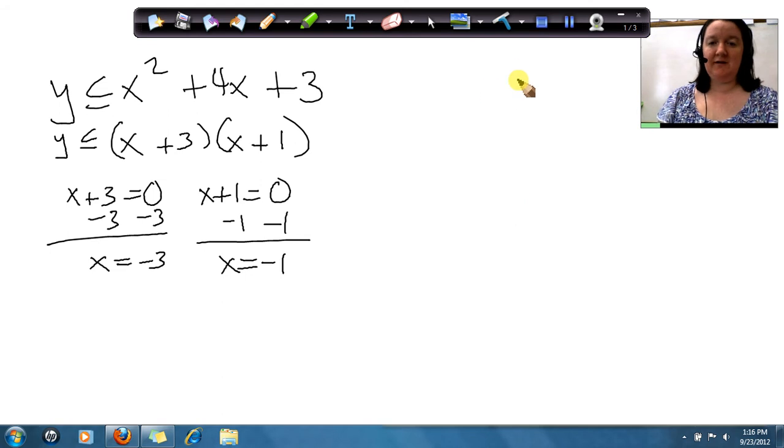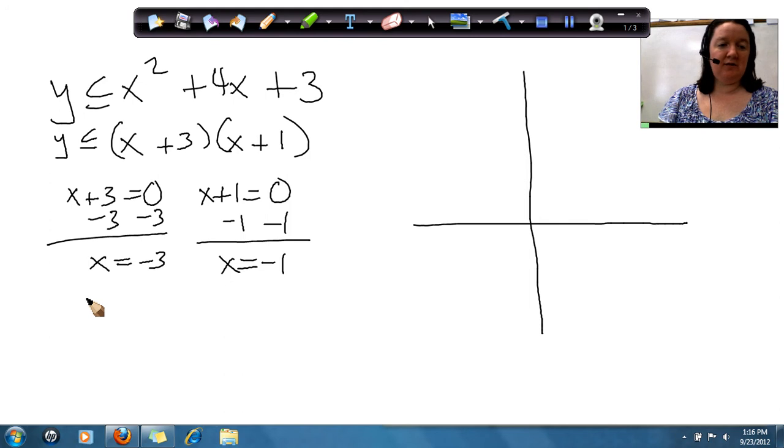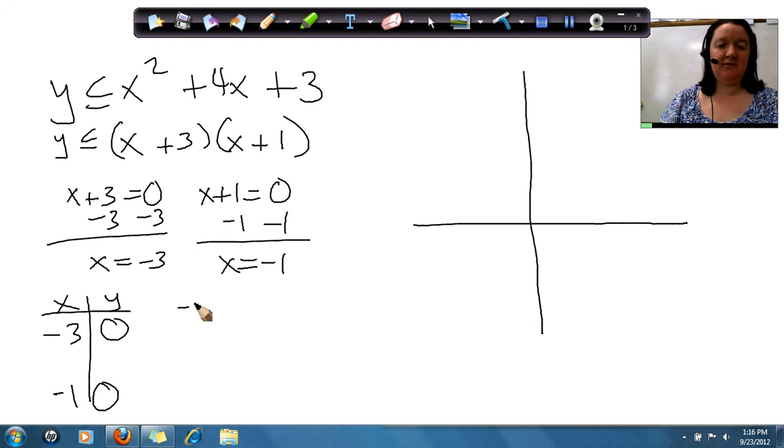So let's start graphing that part. If I think of a table of values, I have x and y. I have my negative 3 and a negative 1. And that means that my y value is 0 at both of those. Let's find our vertex point. If I take a negative 3 plus a negative 1 and divide by 2, that's negative 4 divided by 2, which gives me a negative 2.